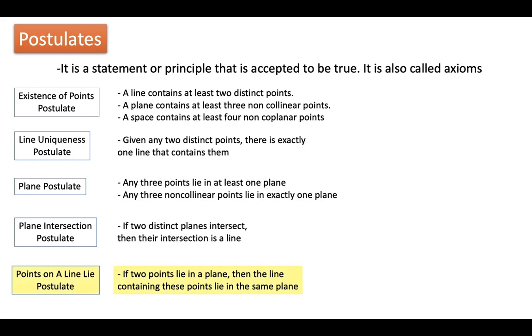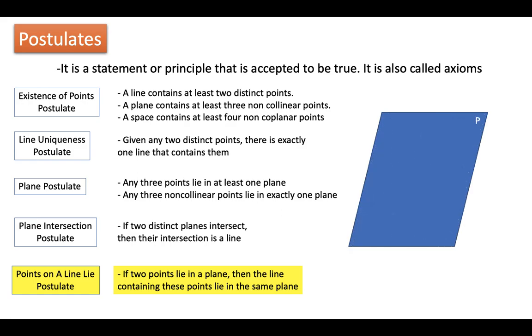Okay, for the fifth postulate, points on a line lie in a plane. It says that if 2 points lie in a plane, then the line containing these points lies in the same plane. So let's say we have a plane P and there are 2 points that lie in it. So let's say the point Q and point R. If there's a line that contains these 2 points, it means this line also lies on the same plane P.